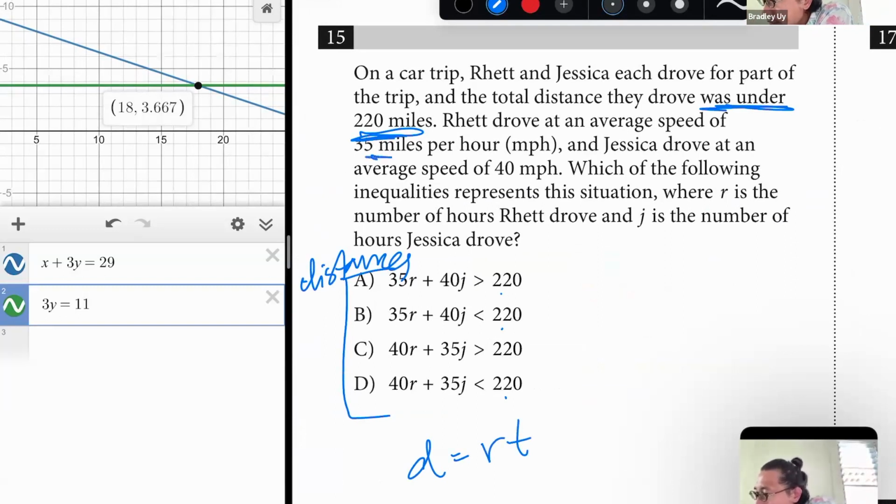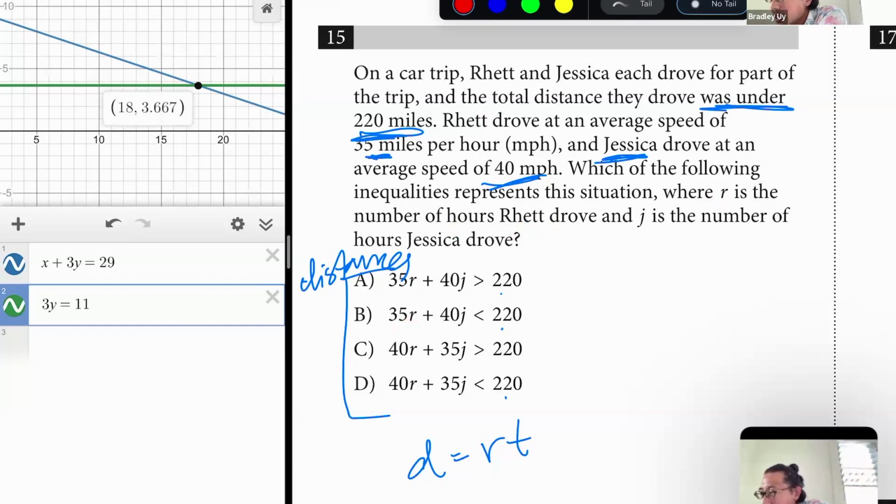Rhett's rate is 35, Jessica's rate is 40. So what is R? R is the time in hours that Rhett drove. So according to this, we need rate times time. We need Rhett's rate times Rhett's time. So this is Rhett's rate times Rhett's time.